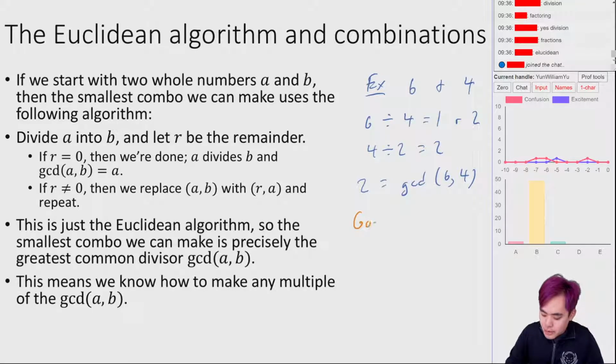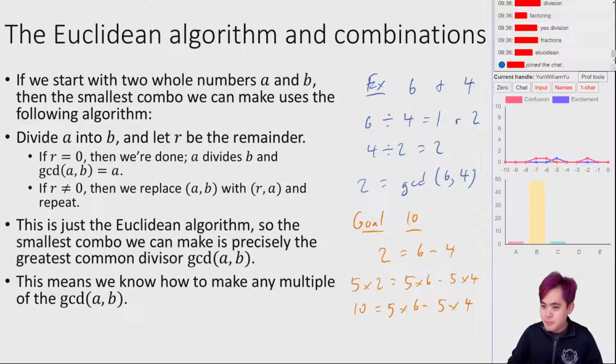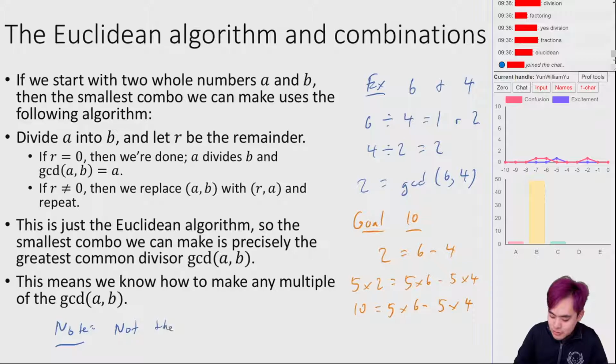So if you have a goal of 10, which is divisible by 2, well, you know 2 is equal to 6 minus 4. And if you multiply everything by 5, if you repeat this 5 times, if you go 6 and then back 5 times, then you get 5 times 2 is equal to 5 times 6 minus 5 times 4. And so therefore, 10 is equal to 5 times 6 minus 5 times 4. And importantly, this is not the only way, but this is one way of doing it. Not the only way to make 10.